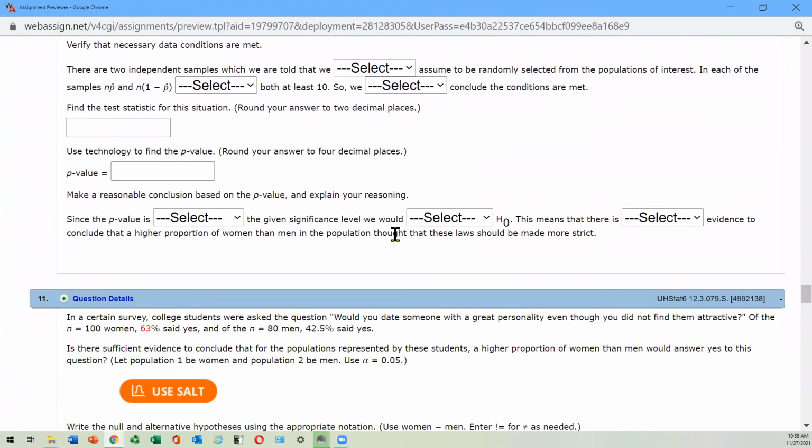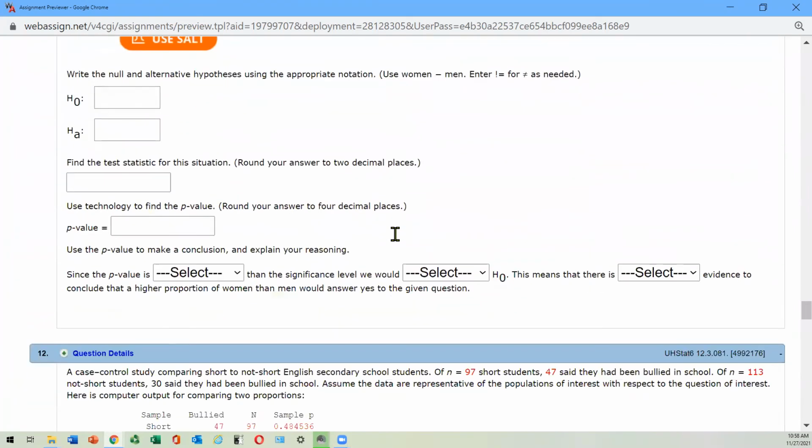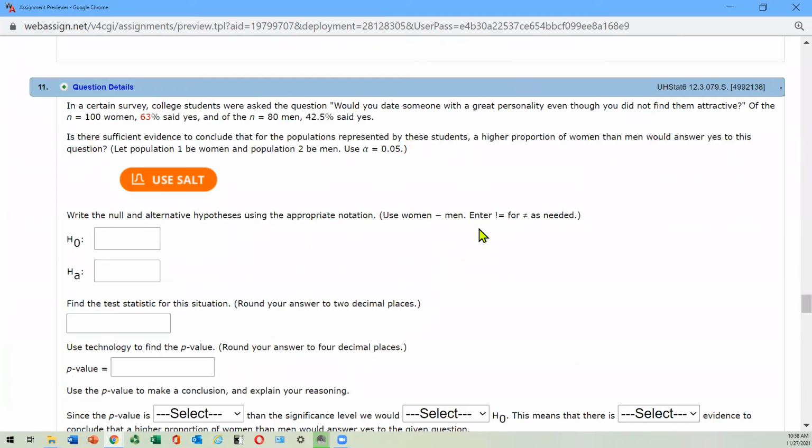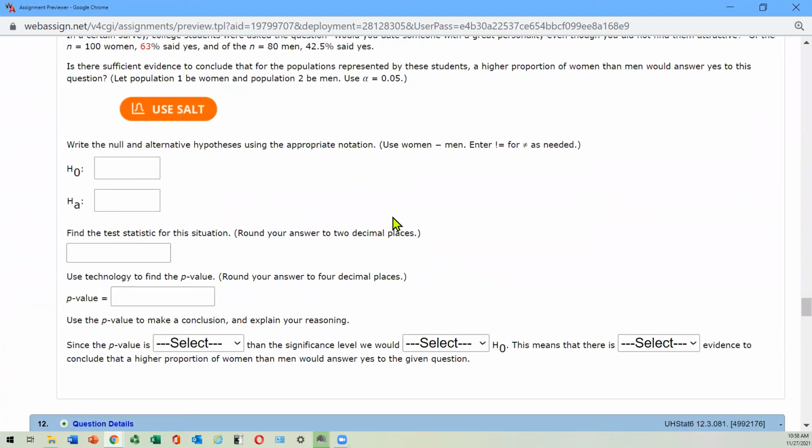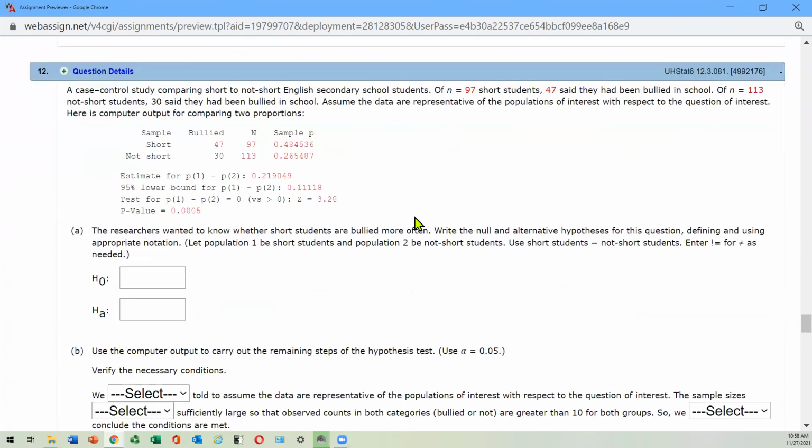As you look, you can see this is pretty much the same. Question 11, pretty much the same again. So we move on to question 12 now.